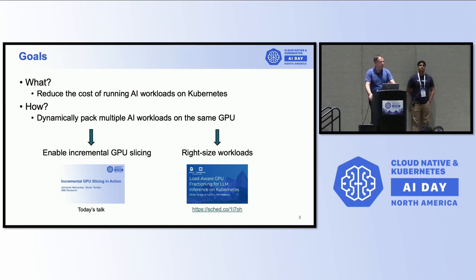In order to really realize this vision of very easy fractional GPU utilization for our users, we need two things. We need to improve the platform, which is what we're going to talk about today. But we also need to help our users know how much of a GPU they need for their workloads. If you're interested in this topic, right-sizing workloads, in particular inference workloads, we have a talk later this Thursday in the main conference that I encourage you to see.